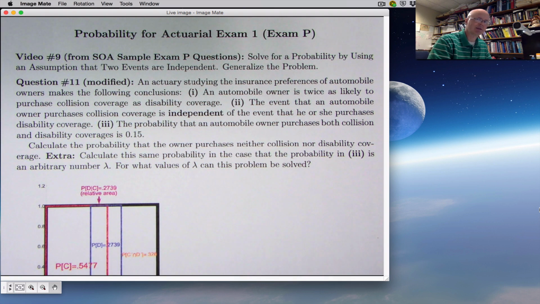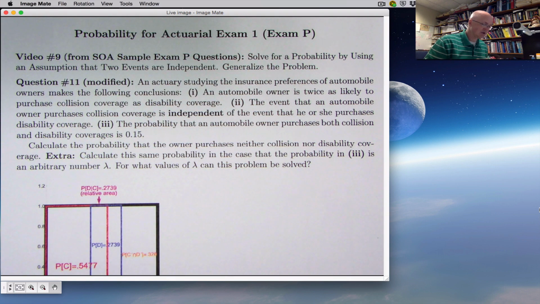And that's a common thing to do in probability, is to assume, even if you don't know for sure, that two events are independent or unrelated to each other. I also want to generalize the problem. I'm doing a modified version of question number 11, and the extra part down here is my modification. So let's read the problem.